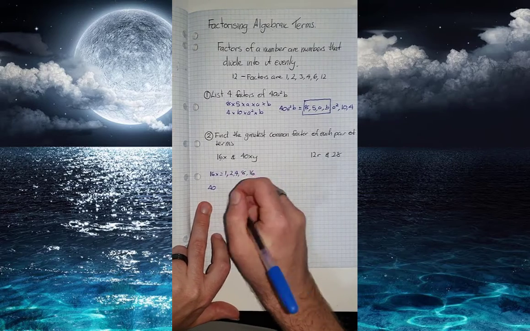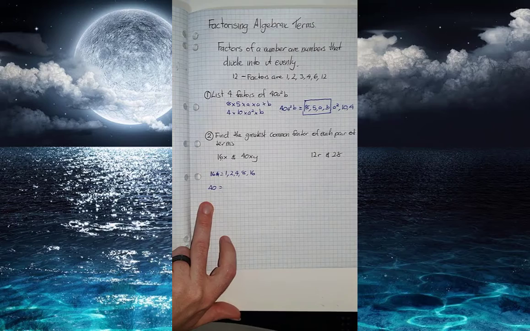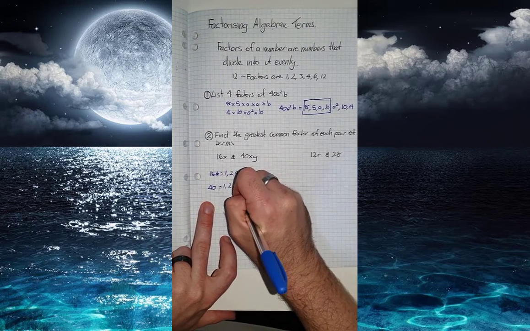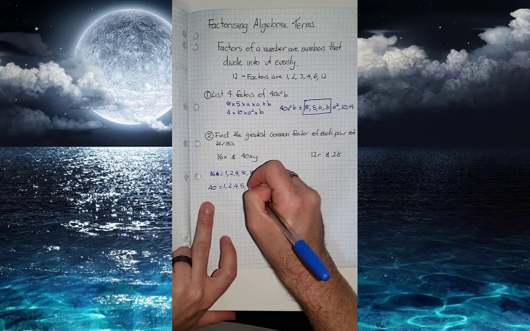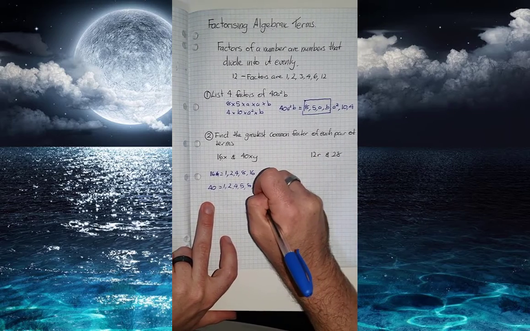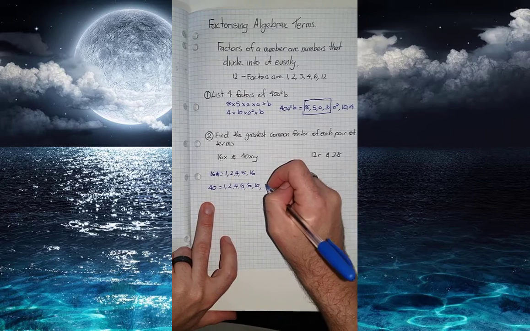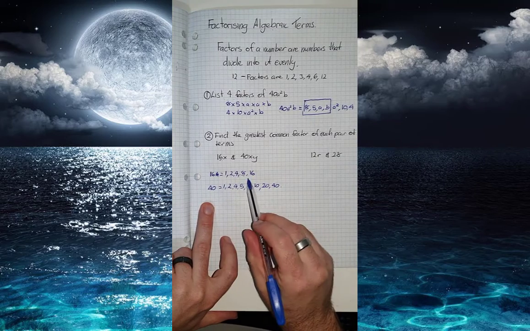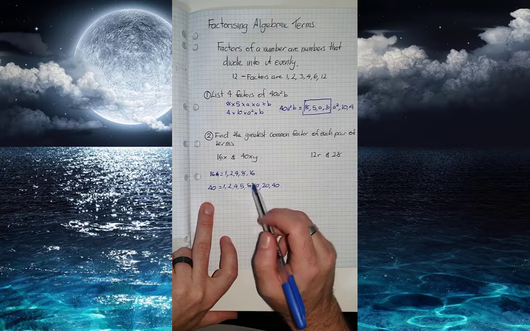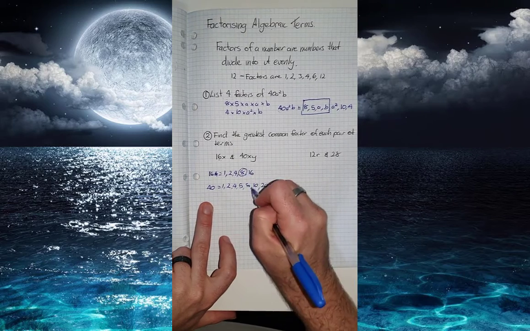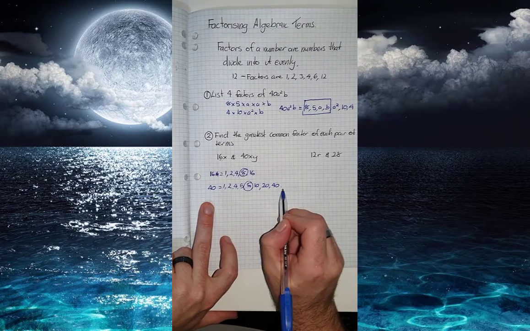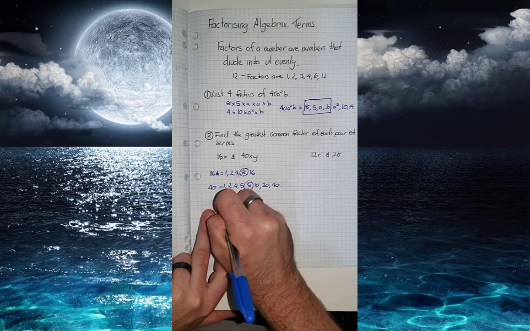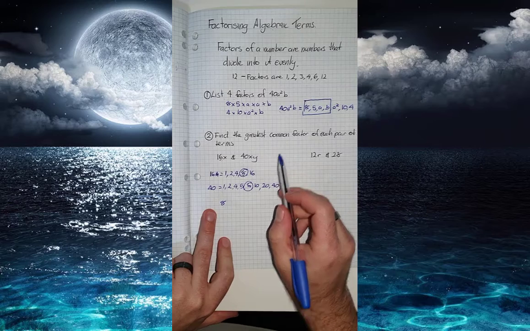So let's have a look at 40. So 1, 2, now 3 doesn't divide into it, but 4 does, 5 does, 6, 7, 8, 9, 10, 20, and 40. Now what is the common number, or the highest common number between 16 and 40? It's 8. None of the ones to the right match up. This means that 8 is the highest common factor.